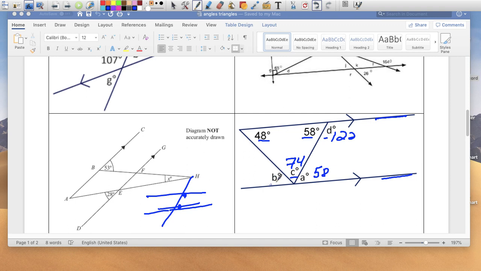And now we can find angle B, right, because A plus B plus C equals 180. This angle right here is pretty easy to find. So just add up 74 plus 58 and then minus 180 and you're going to get 48.